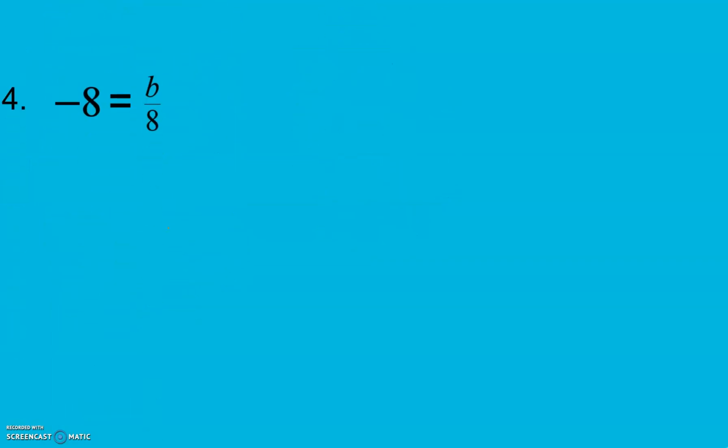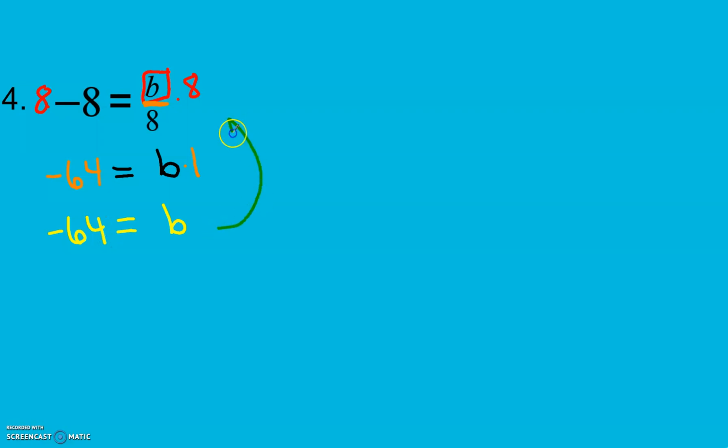And finally, number 4. B is being divided by 8. To get rid of division, we multiply. It's our inverse operation. 8 times -8 gives me a -64. I didn't change my equal sign. I didn't change my variable. But 8 divided by 8 gives me just 1. Now, b times 1 is just b. Anything times 1 is itself. So I get -64 equals b.